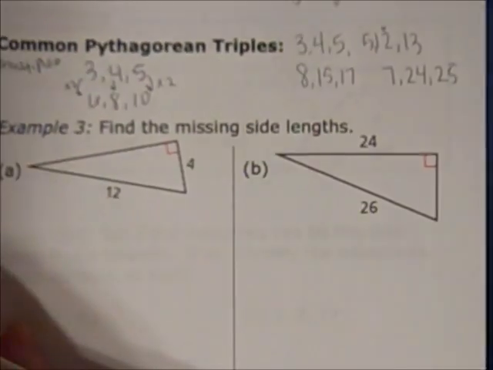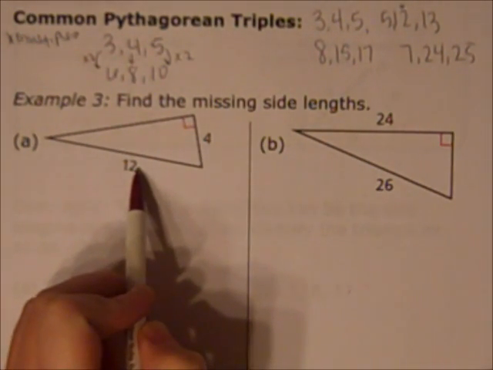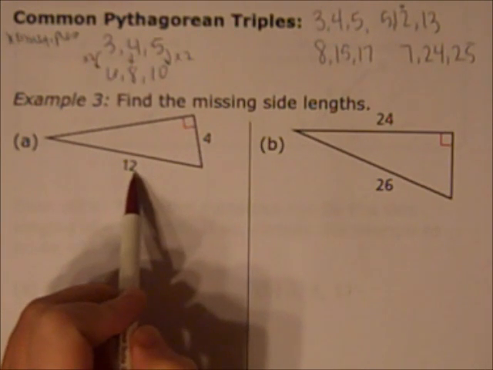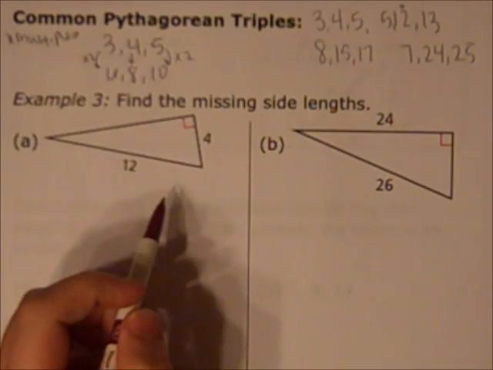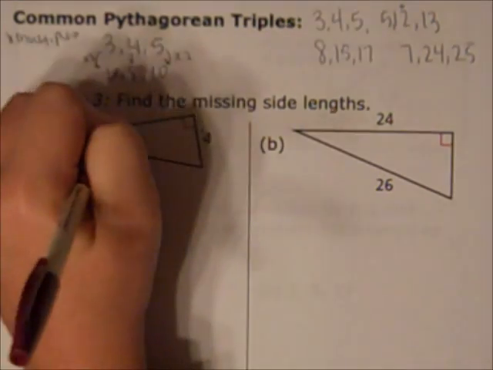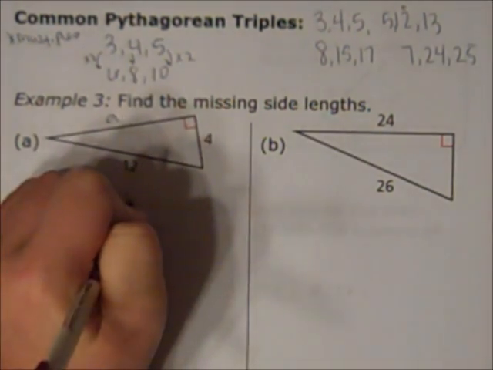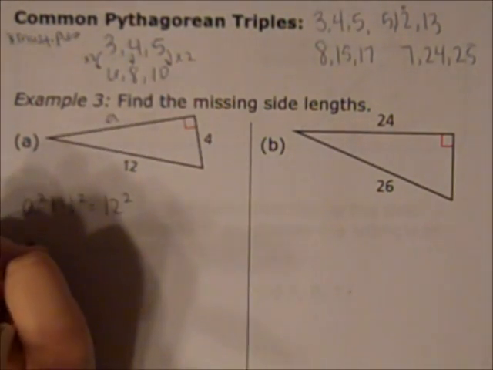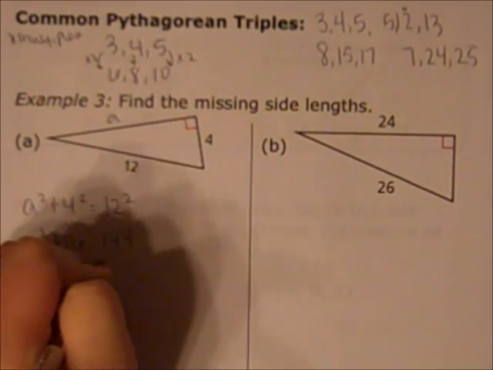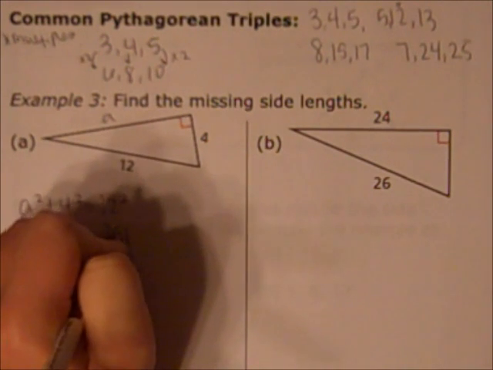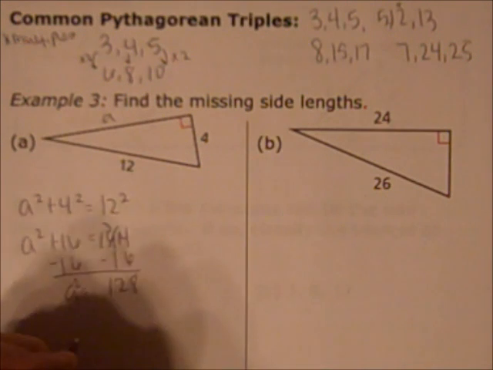Alright, so this one, 4 and 12, I could reduce that. I could divide by 4, that would be 1 and 3, but that's not any kind of Pythagorean triple, so this one isn't a triple. I'm just going to have to do this one the normal way. A squared plus 4 squared is equal to 12 squared. A squared plus 16 equals 144. Move the 16 to the other side: 128.